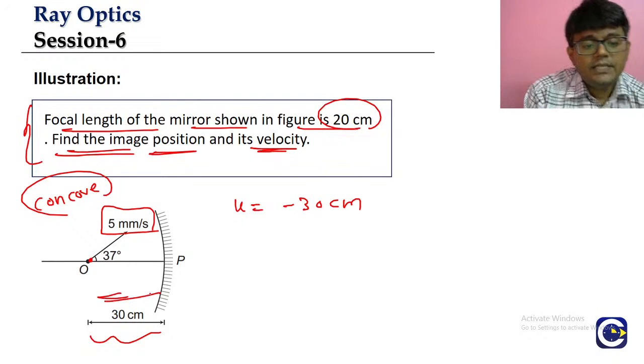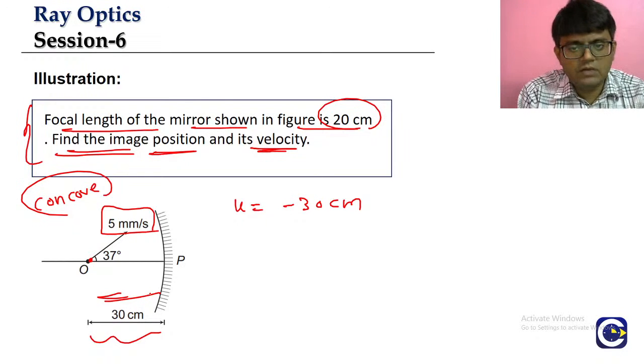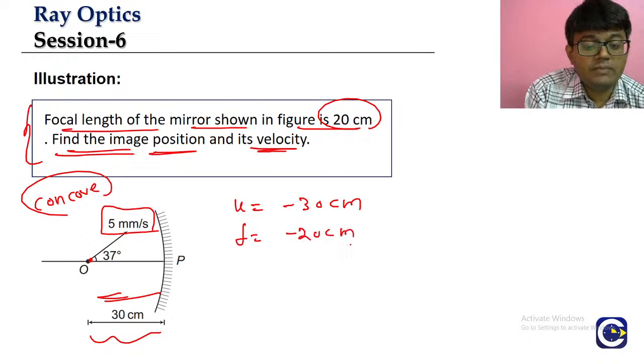Because distances in the left direction are always taken as negative, the object distance will be negative. What about the focal length? Minus 20. Why minus 20? Because it is a concave mirror.